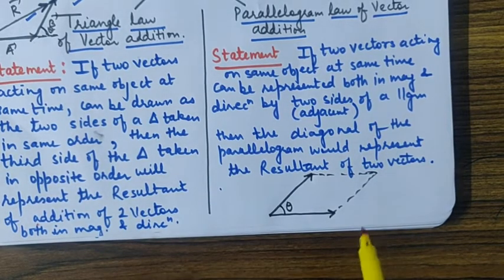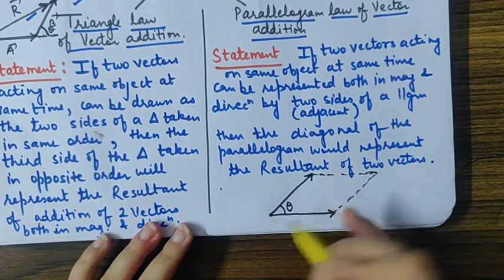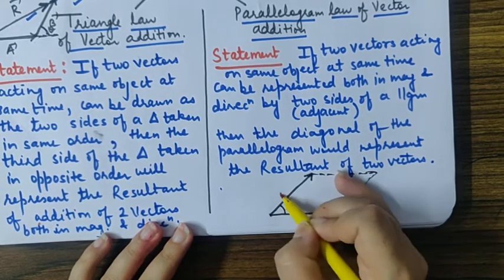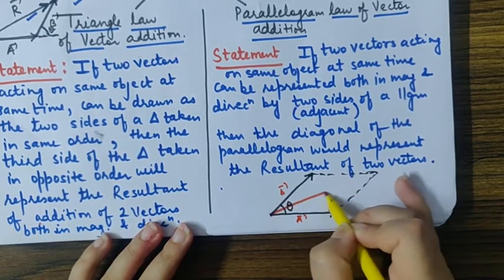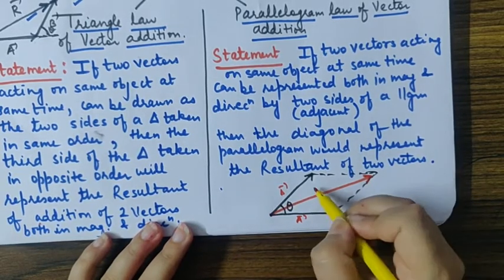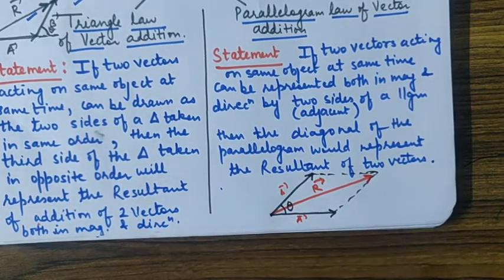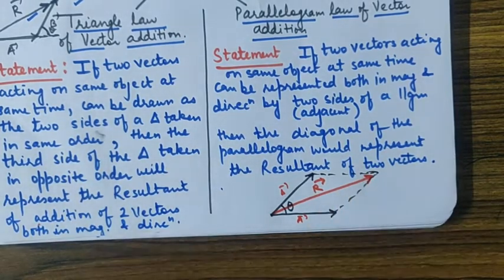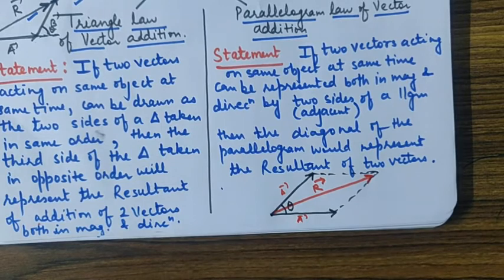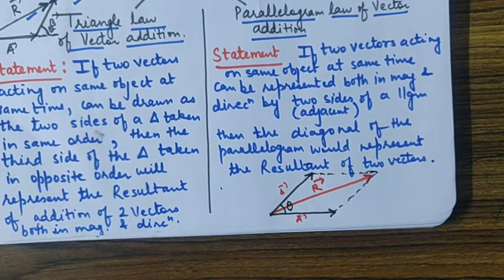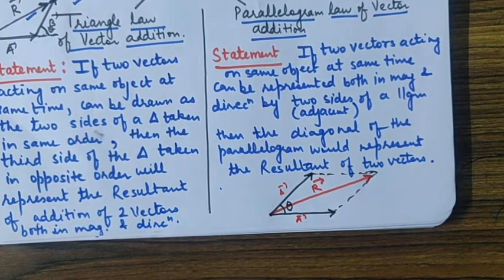Then the diagonal of the parallelogram, starting from the same tail. The tail of first A, the tail of second, and the tail of the resultant will be the same in the parallelogram law. Then this diagonal will represent their resultant, meaning the total effect of these two vectors can be represented as the resultant. You can say A and B's addition vector is R vector. So now we'll find out the resultant both in magnitude and direction using the laws.